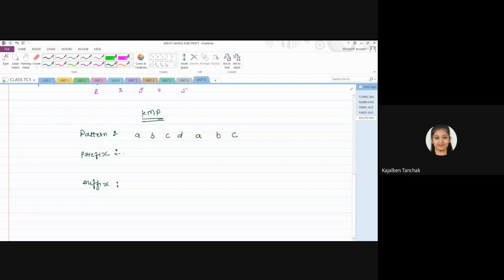Prefix and suffix. Prefix means what? It is a subset of the pattern, but we consider it from the left hand side.